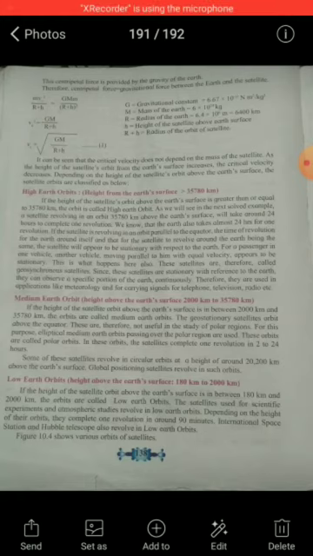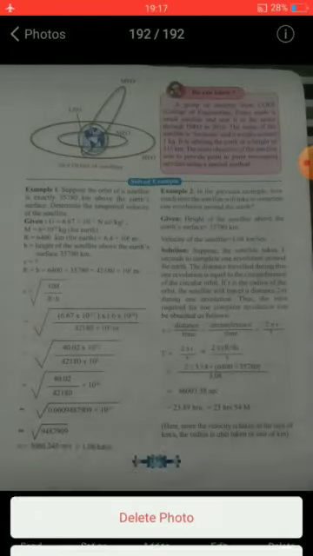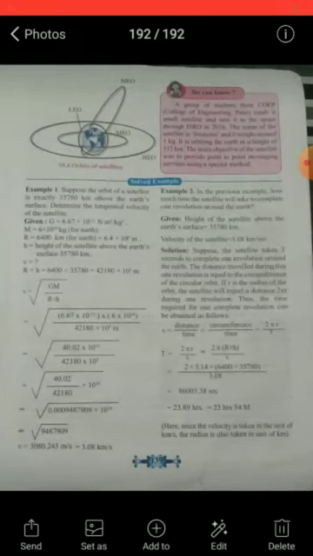We can see various orbits in diagram number 10.4. The low Earth orbits, medium Earth orbits and high Earth orbits are shown. We can see their position in this diagram.